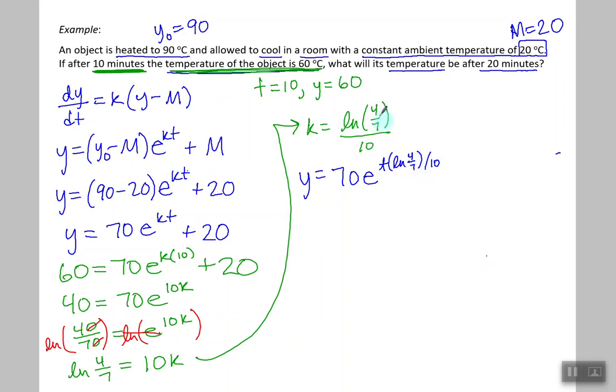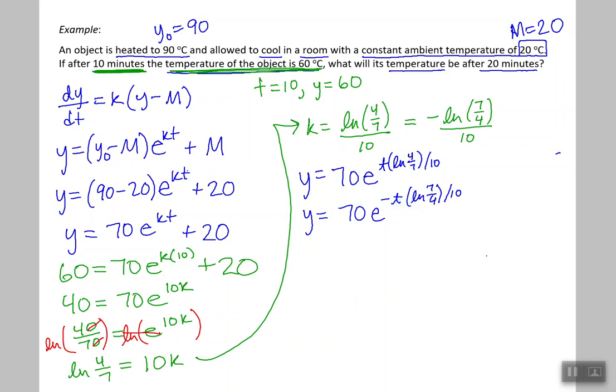But remember, when that number inside the natural log is less than 1, we can think of that as 7/4 to the -1 and then move the negative in the front. So another way to think of this value of k is the negative natural log of 7/4 divided by 10, and therefore another way to think of this is y equals 70e to the -t times natural log of 7/4 divided by 10. Now it's a little bit more obvious that we're dealing with an inhibited decay equation.